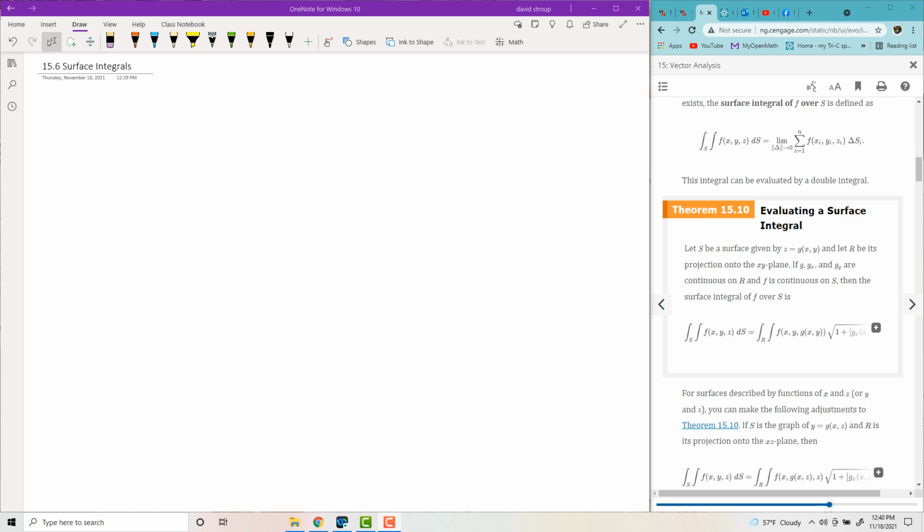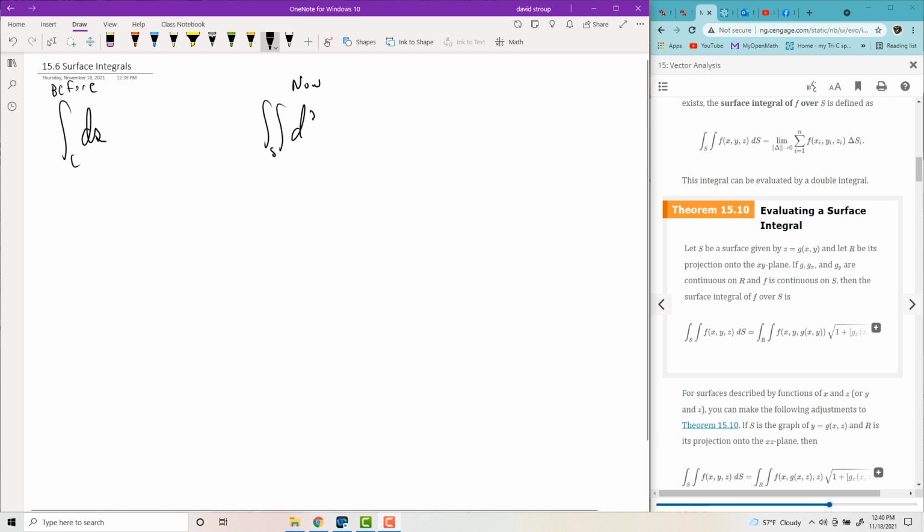Just to recall what we've been doing, we first integrated over curves. We saw the integral of ds, which is basically just the arc length formula, and that would give us the length of the curve. Before, we had this. And now for surfaces, we have the double integral of s dS.